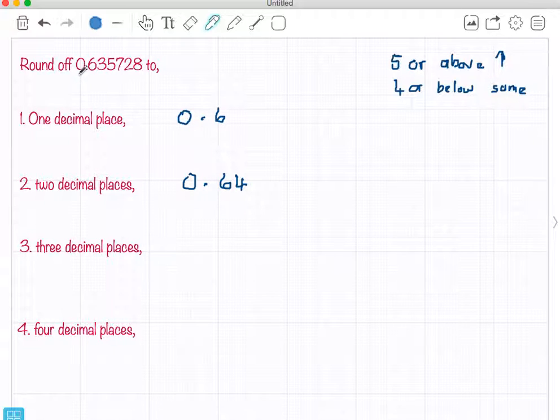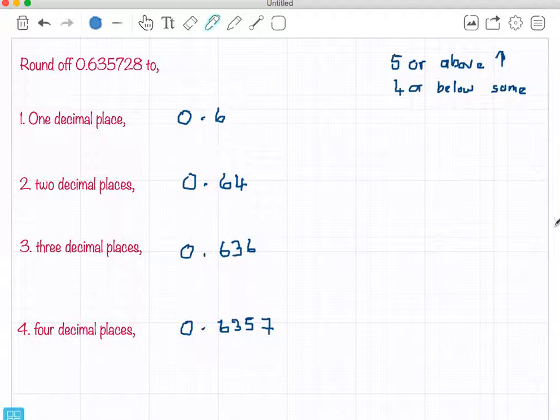3 decimal places, 0.635, and the 7 tells me to round up, so it becomes 0.636. And to 4 decimal places, 0.6357, and we're going to keep it as 7 because the 5th decimal place is a 2.